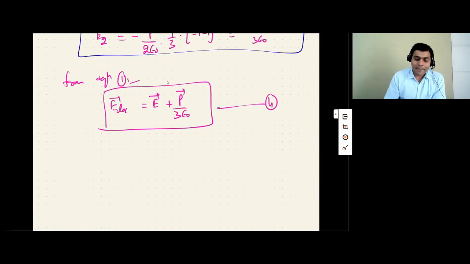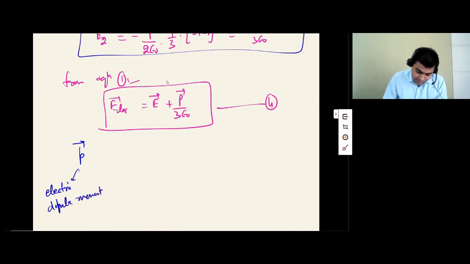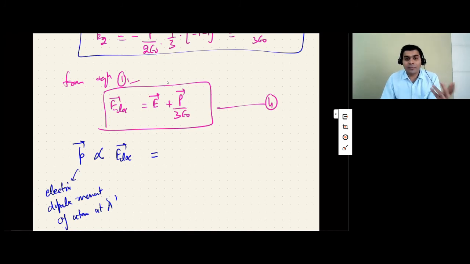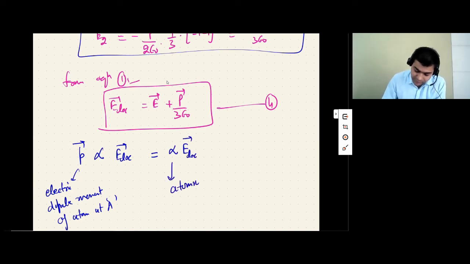Okay, so now due to this local electric field, there will be atomic polarizability present in the atom. So the dipole moment present in the atom, this is the electric dipole moment of the atom at A, right? That will be proportional to this E local, and that is equal to alpha times E local, where alpha is called the atomic polarizability.